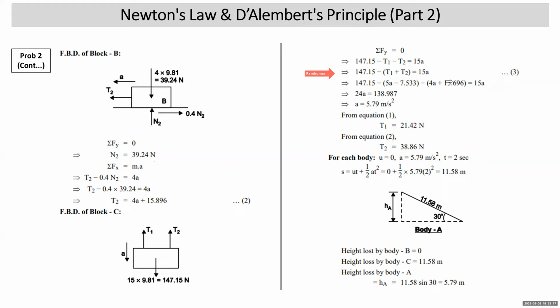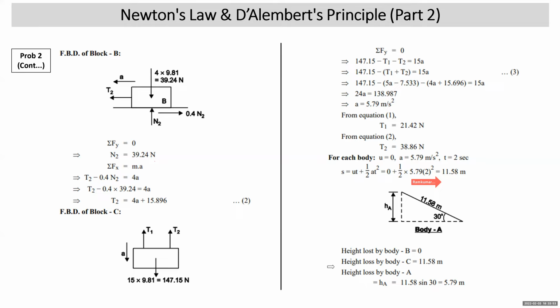Once you have got the acceleration of each block, you can find the distance moved by each block in 2 seconds. Initial velocity of each block is 0. Acceleration of each body is 5.79 meter per second square, t is 2. So we can write s is equal to ut plus half a t square, u is 0, half a t square. You get 11.58. Students, as block C is hanging, the distance moved by block C will be the same, 11.58. So the height lost by block C will be 11.58.